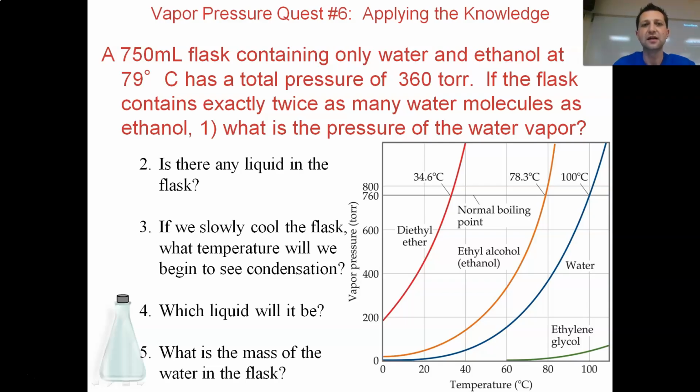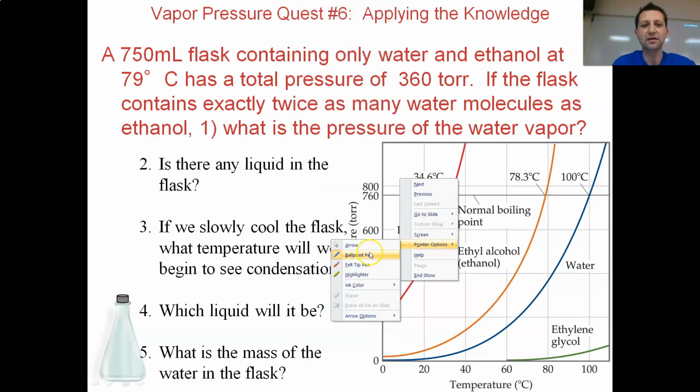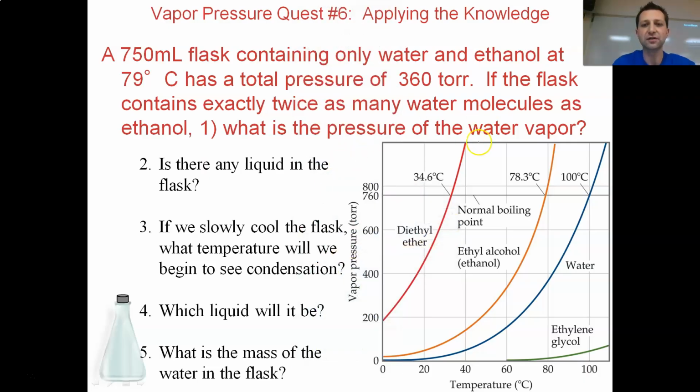So we're on vapor pressure question number 6, which says a 750 milliliter flask contains only water and ethanol at 79 Celsius. Total pressure is 360. Flask contains twice as many water molecules as ethanol molecules. So what's the pressure of the water vapor? Let's figure that out first. That's question number 1. So I'll go through and show you a little bit of work wherever I can find space on here.